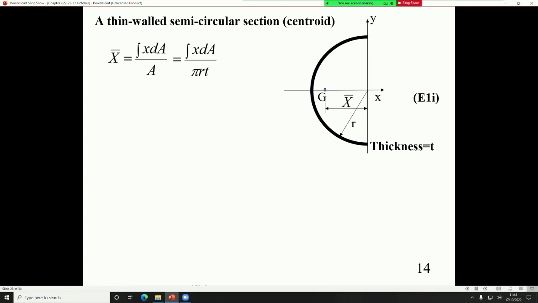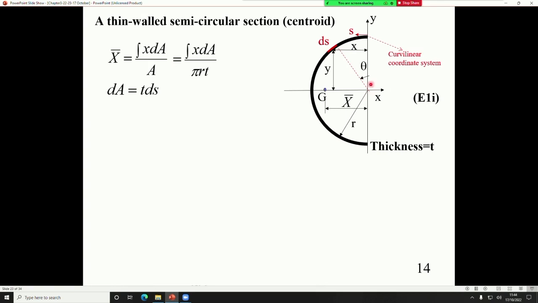This is what we did for a rectangular section. For dA, we chose a small element. That is exactly what I've done here. For a solid section, we say dA is equal to dx dy. This is a thin section, so I can say dA is equal to T dS. Now, I have included a new coordinate system, which is a curvilinear coordinate system. I also have a Cartesian coordinate here. So the best way is to convert both of them to polar coordinates.